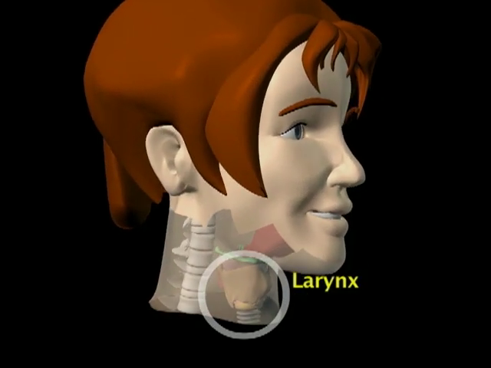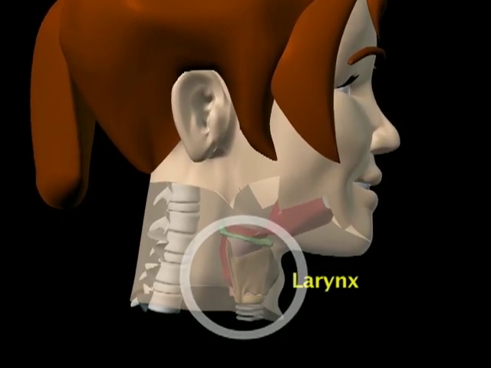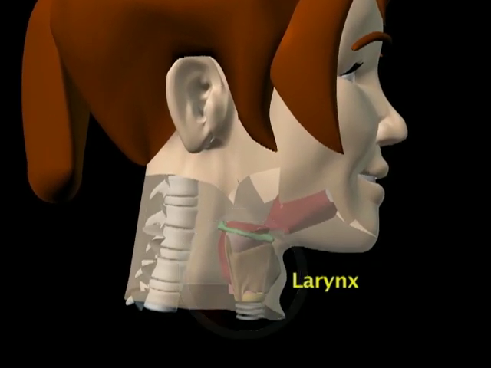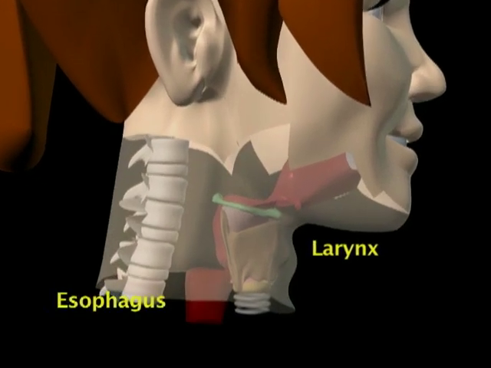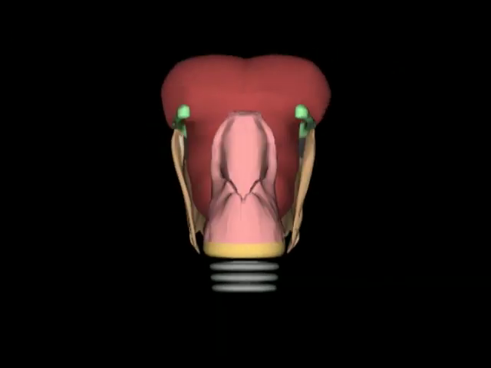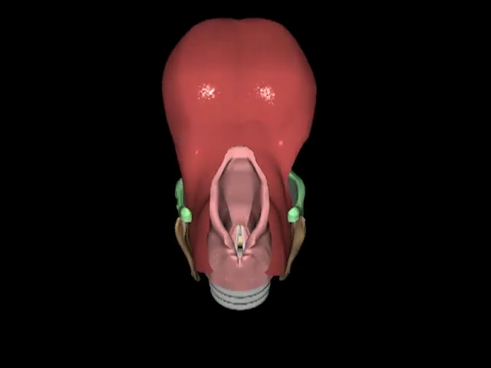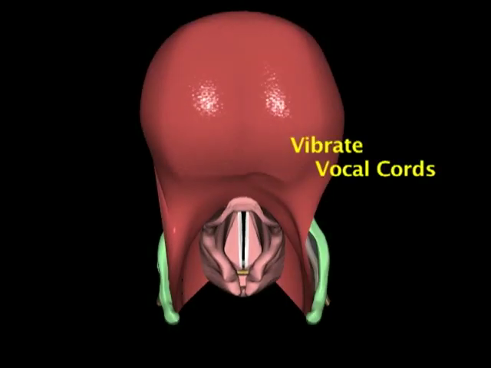Let's review the anatomy of the larynx. The larynx is a muscular tube in the neck that contains the vocal cords. It's the uppermost opening to the tracheobronchial tree and lies anterior to the esophagus. The larynx functions as a sophisticated valve that lets us breathe air, cough effectively, and swallow food and liquid without aspirating. Vibration of the vocal cords lets us vocalize sounds.